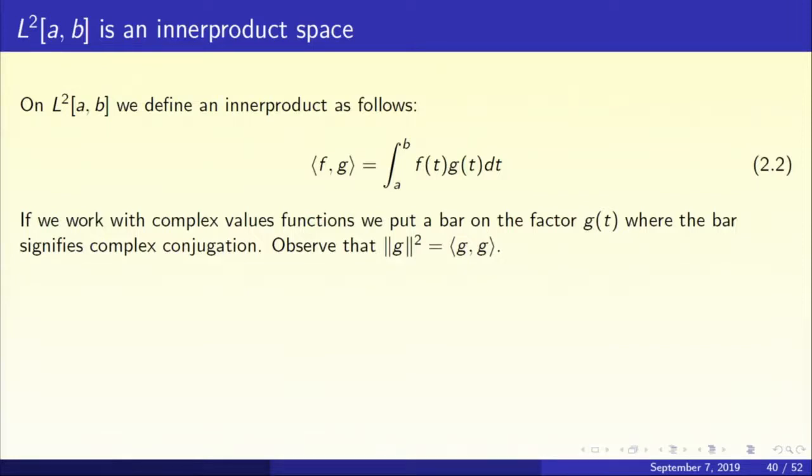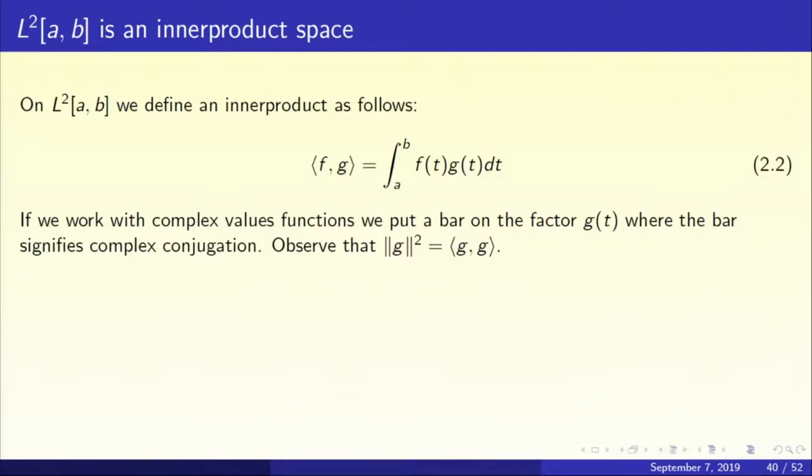Now, we have tacitly assumed that we are working with real valued functions. Nothing stops us from taking the functions to take complex values. So, if f and g are complex valued functions, then we must put a bar on the second factor in the integrand, g(t). We should then define the inner product of f and g to be the integral from a to b of f(t) g(t) bar dt, the bar denoting complex conjugation.